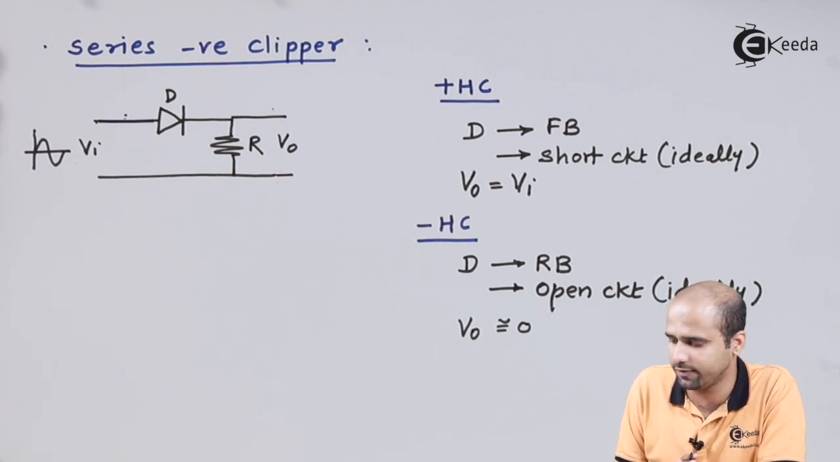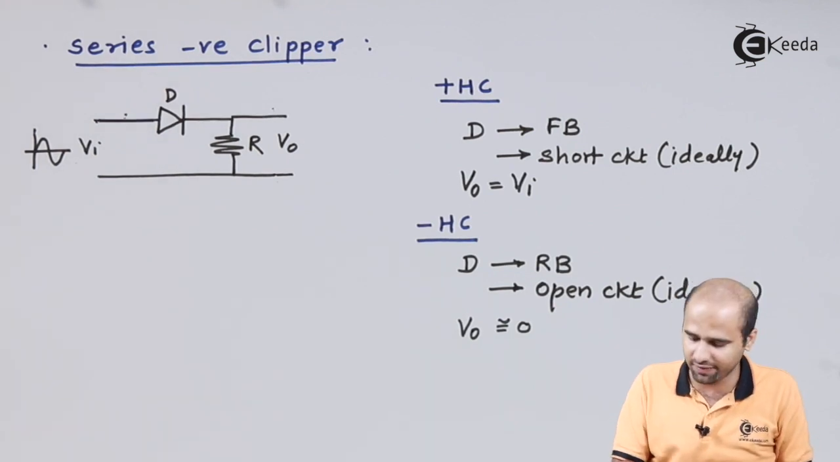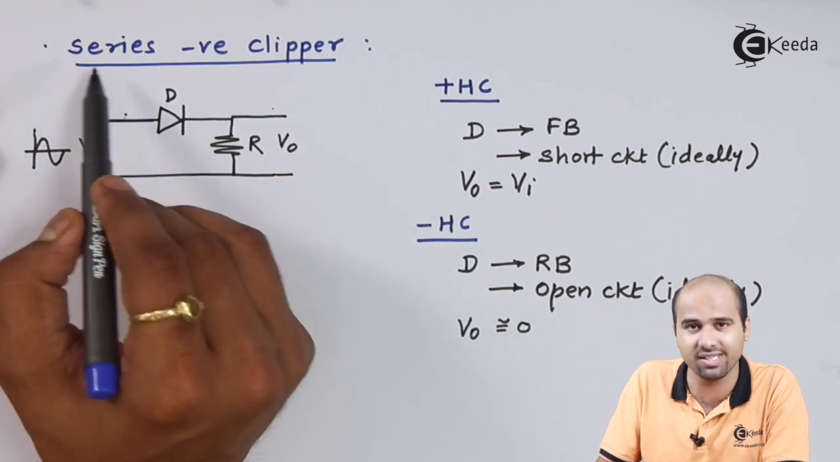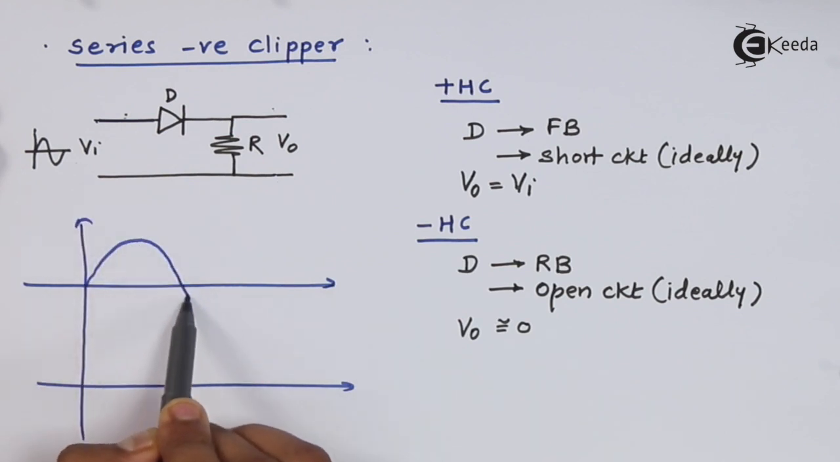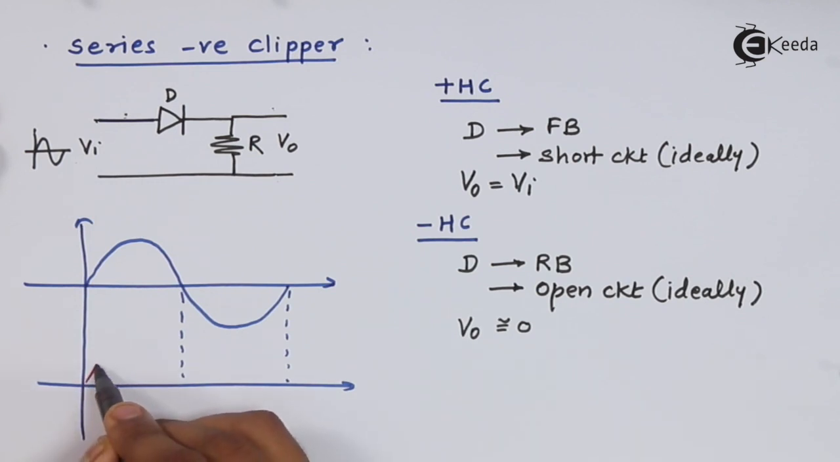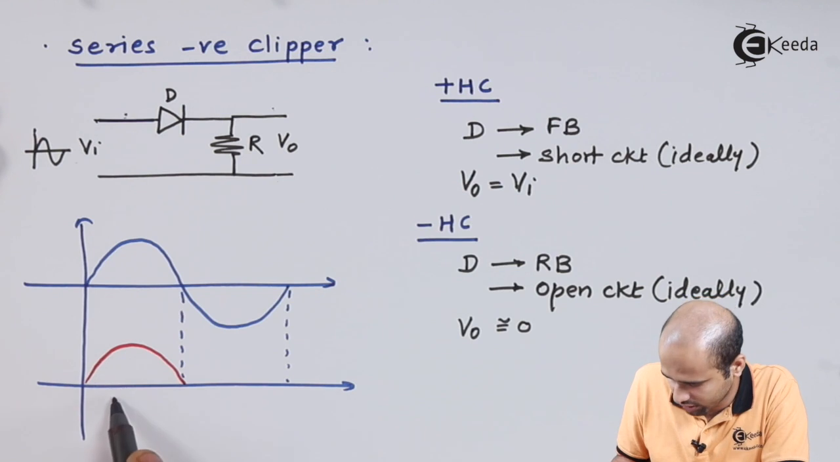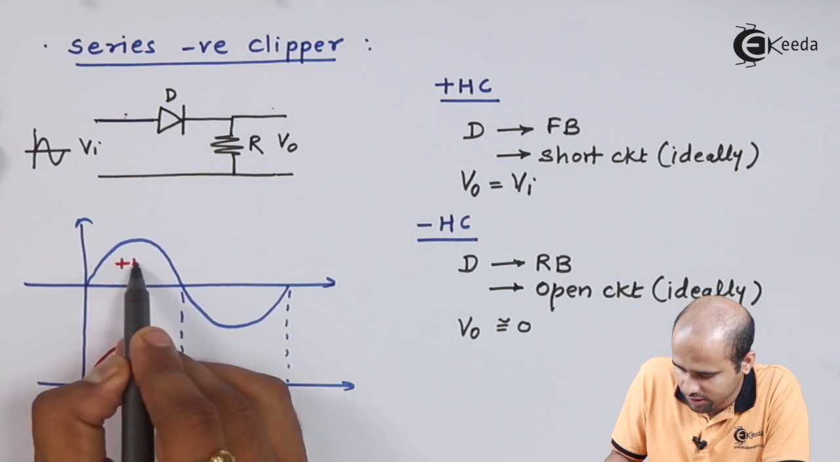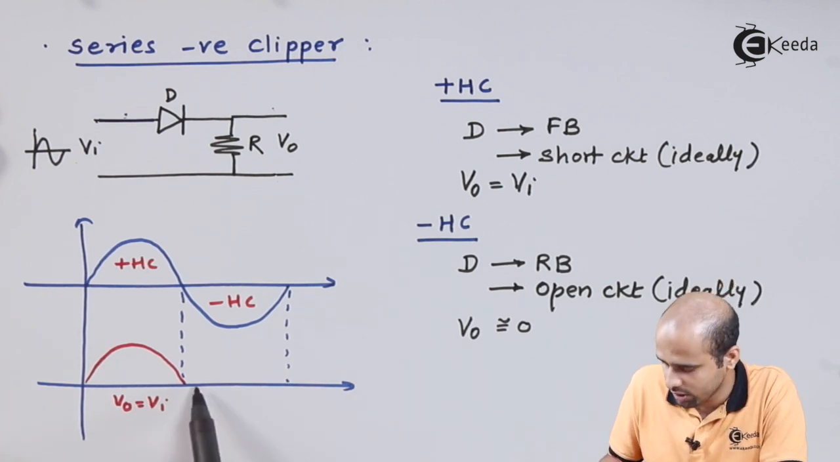Now we have got the value of output voltage in the positive as well as negative half cycle. Just draw it graphically and then it will be very clear why series and why negative. For positive half cycle, I'm getting the input VI is same as that of output, rather output is same as that of input. Here I will write it as VO is equal to VI. This is positive half cycle and this is negative half cycle. For negative half cycle, I'm getting VO is equal to 0.